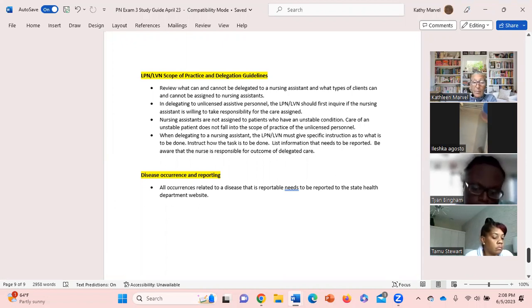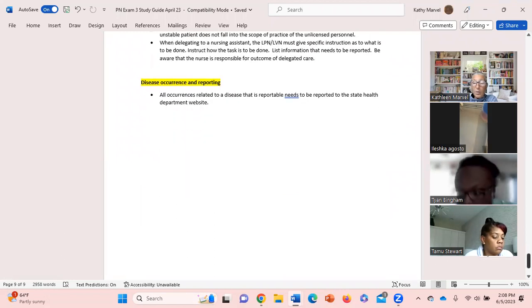And then I put a statement in there about disease occurrence and reporting. What do you need to know? You need to know that all occurrences related to a disease that is considered reportable need to be reported to the local state health department. You're going to get asked about that.